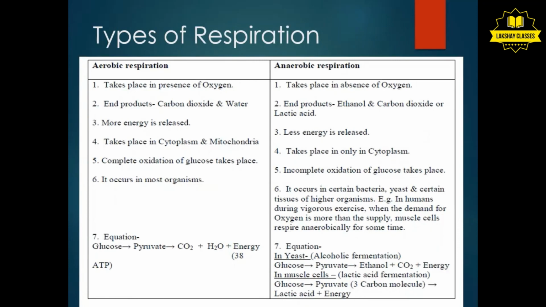Then we will discuss different types of respiration. Basically, we divide respiration into two types, that is aerobic respiration and anaerobic respiration. Aerobic respiration takes place in the presence of oxygen, and anaerobic means in the absence of oxygen or very little supply of oxygen. Generally, when food or glucose is broken down in the presence of oxygen, it is completely oxidized and produces carbon dioxide and water.